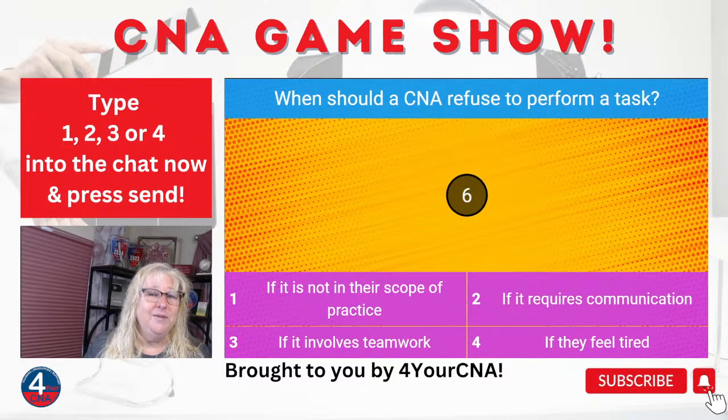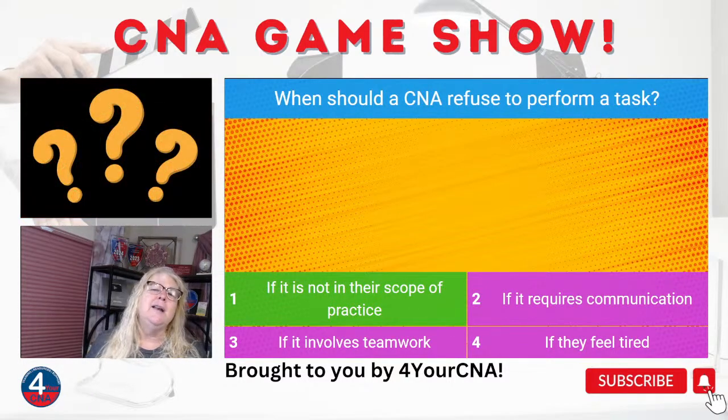And yes, CNAs can refuse to perform tasks in certain situations. All right, the right answer here is number 1, if it's not in their scope of practice. Not only can you, you should refuse to do a skill if it's not in your scope of practice.